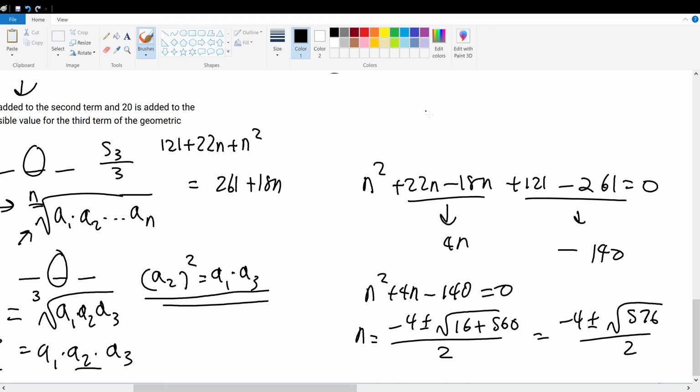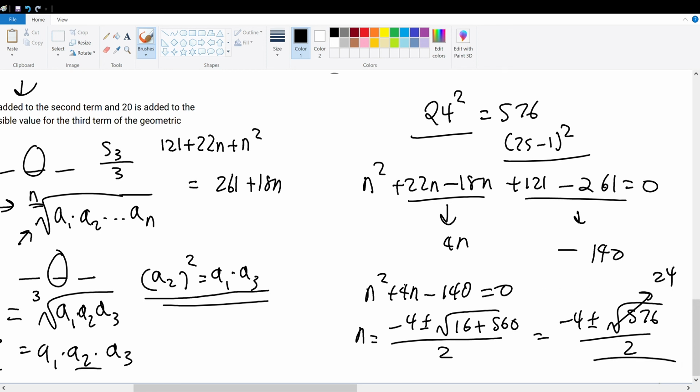Now, 24 squared is a very special square because it is equal to 576. Don't believe me? You can put it into a calculator and verify it yourself. This is a special square that you should remember. If you cannot think of it off the top of your head, you can just do 25 minus 1 squared, expand it, and you'll get the solution. But for time's sake, I will not be doing this. So this evaluates to 24. Hence, we can divide by 2 to get negative 2 plus or minus 12.